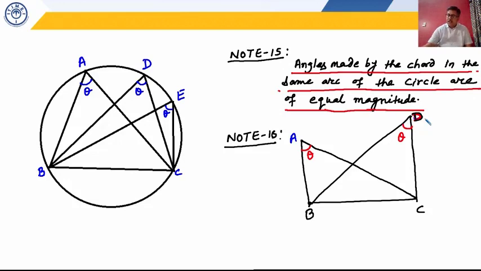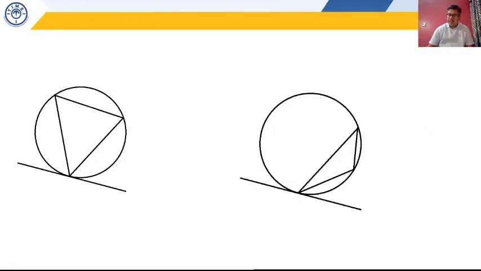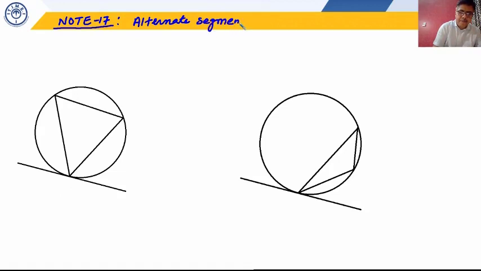Okay. Now the next note is known as note 17, which is basically the alternate segment theorem. Let's say PQ is a tangent, and this is your chord AB. Right now, rather you can take it this way. Suppose your chord is AB.